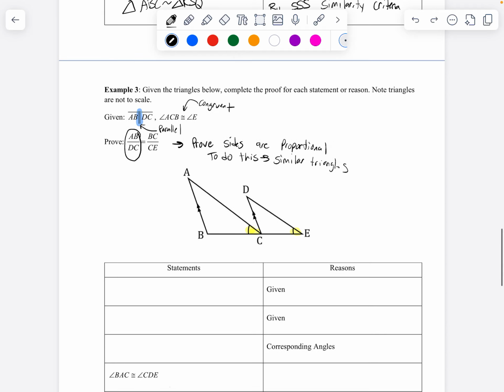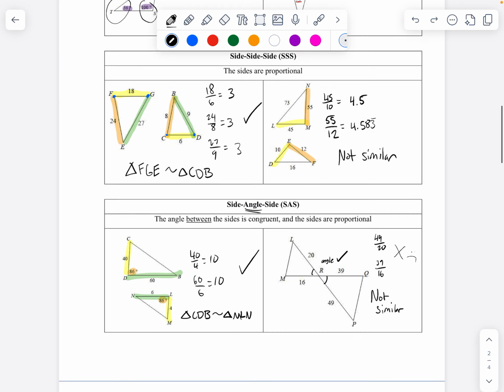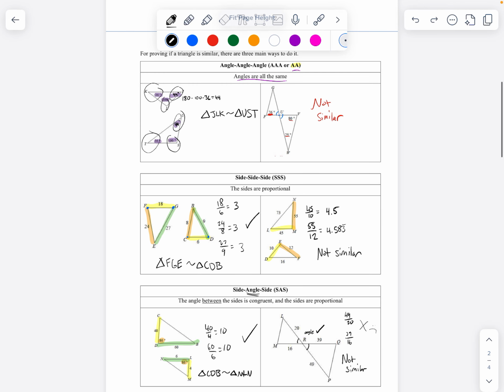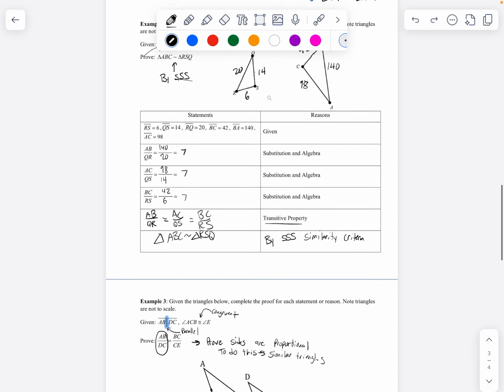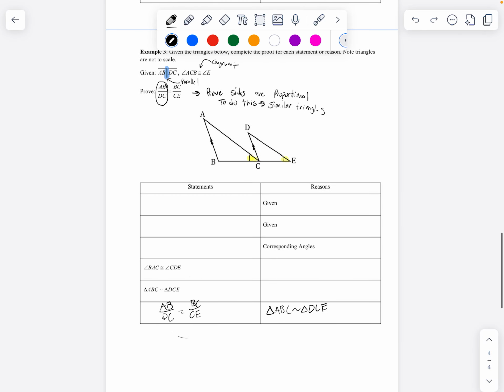Now, as I'm looking at this, no side lengths are given to me, meaning that which of our three criteria makes the most sense here? Is it angle-angle, or something with sides? Where we don't know anything with sides, your only option is to use the angle similarity, right? So we're going to say we have similar triangles by angle similarity criteria.